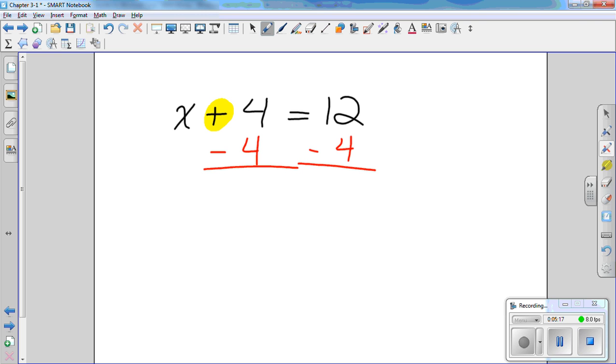What's positive 4 minus 4? 0. So what I have is I still have x, but I'm adding 0. And then what's 12 minus 4? 8. Some people, in order to keep what you do to one side, you must do to the other, put a dotted line down the middle. I recommend that, especially once we do more complicated equations.